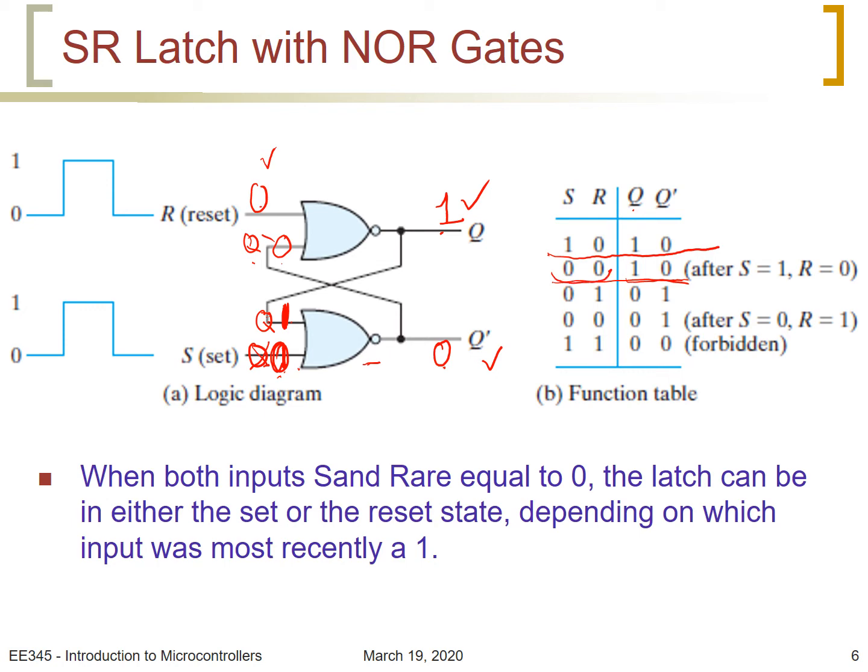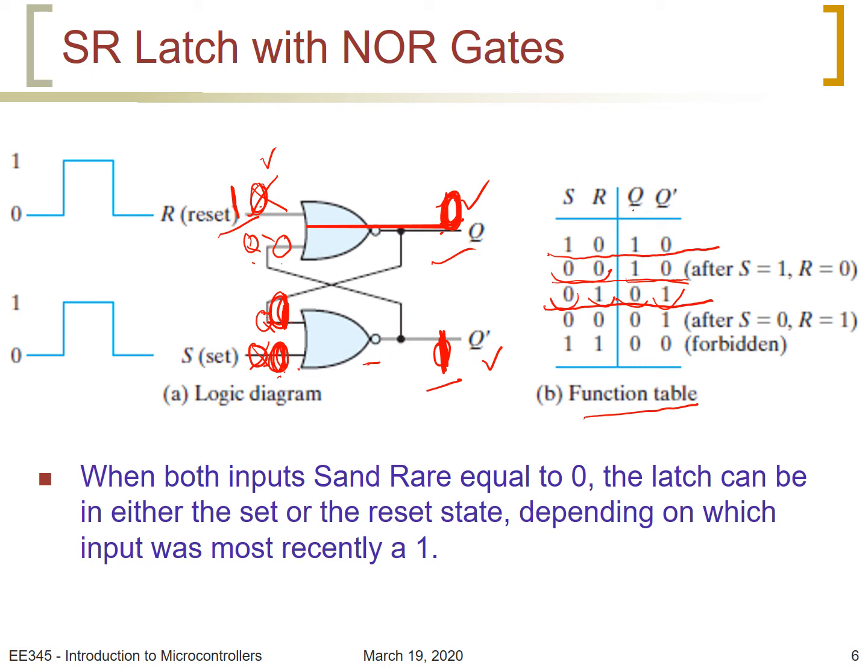Now, let us take the other way. Let us start from 0, 0 again. This is 0, 0. And make R equal to 1. So if this is 1 here, or Q prime inverted, this will be 0 here. So this is 0. And this is 0 here. And this will be 1. So when R is set to 1, Q prime is 1 and Q is 0. And we represent this with this row of the function table. R is 1 and S is 0. Q is 0 and Q prime is 1.